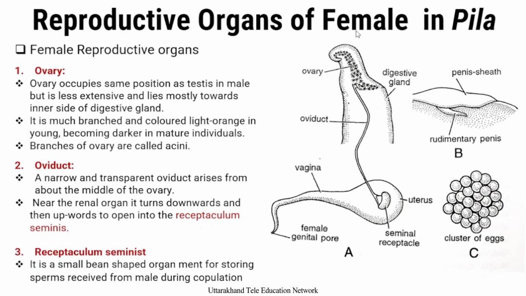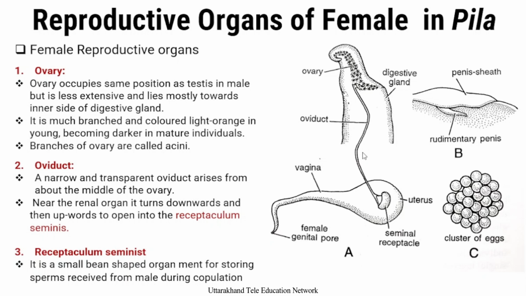Now I'm coming to the female reproductive organs of Pila, starting with the ovary. The ovary occupies the same position as the testes in male, but it is less extensive and lies mostly towards the inner side of the digestive gland. It is much branched and colored light orange. If you see a live Pila, you can see the light orange color in young ones, which becomes darker in mature individuals. And these branches of the ovary are called acini.